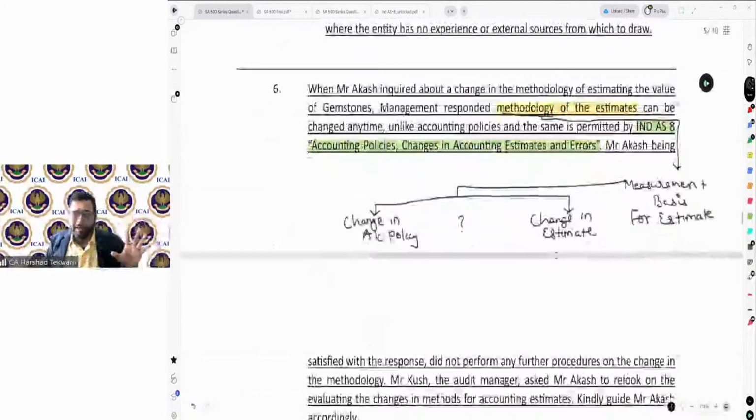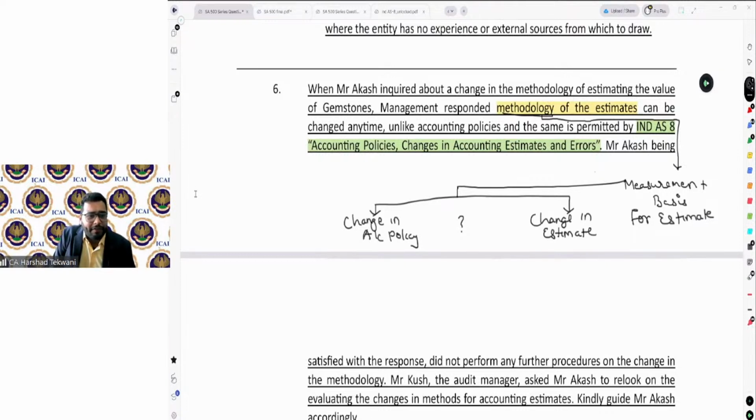Now, what is the requirement of NDSA with respect to the change in measurement basis? Is it a change in accounting policy? Is it a change in estimate? To audit a particular change, you need to first understand the requirement of my NDS, or in this case, the applicable financial reporting framework. So this is my applicable financial reporting framework.